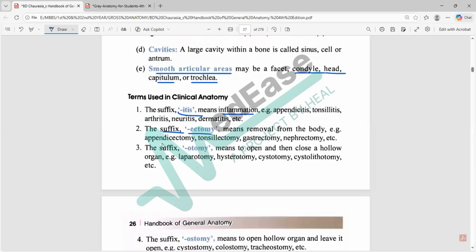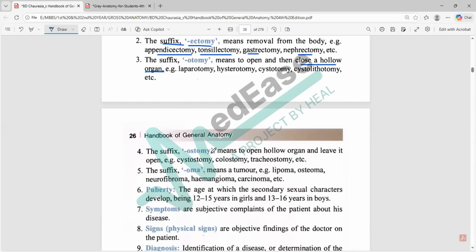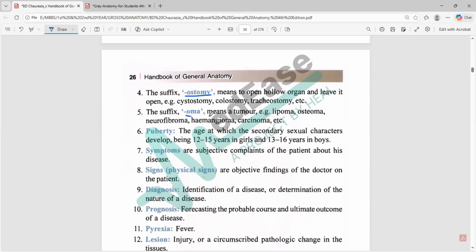Of specific organs. The appendectomy means the removal of the appendix, the tonsillectomy, removal of the tonsils, gastrectomy, removal of part of the stomach, as well as the nephrectomy and the hysterectomy, meaning the removal of the kidney and uterus respectively. Now, when we talk about otomy, otomy means to open a structure and then to close it again, whereas ostomy is normally used to describe opening a structure and leaving it open. Next term we have is oma, which is used to describe tumors: lipoma, osteoma, sarcoma, hemangioma, carcinoma, normally used to describe tumors.